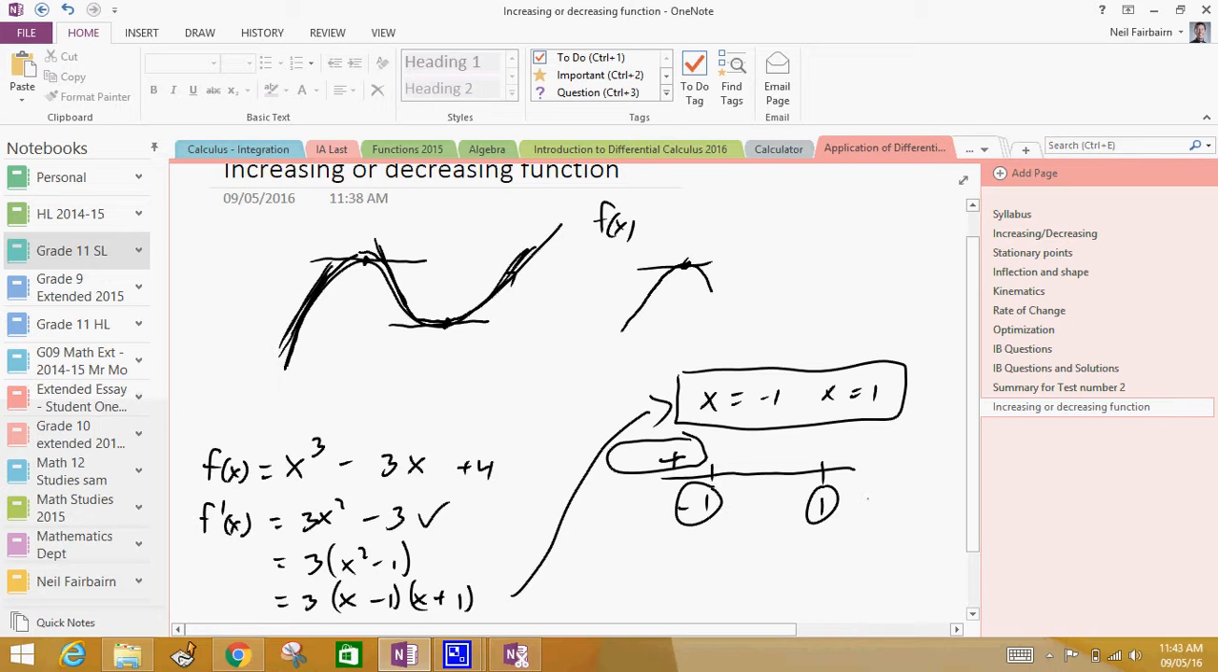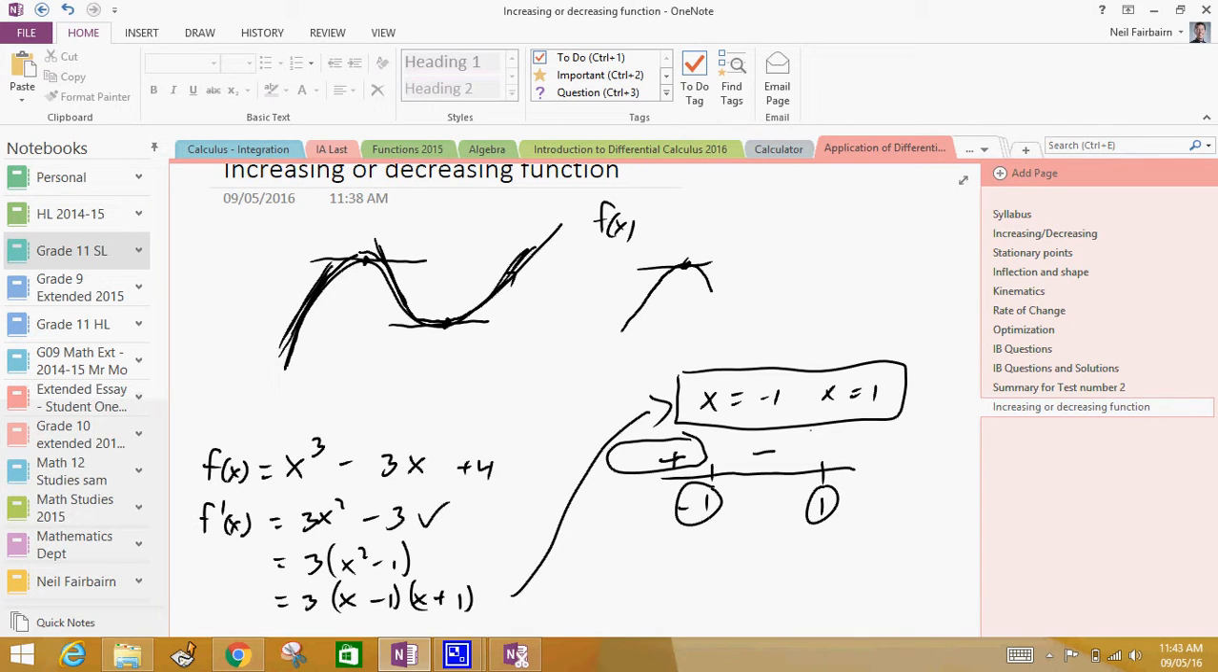Now let's test between negative 1 and 1. Well, let's put a number between negative 1 and 1. You could put anything, you could put a half, a quarter, negative a third, whatever, but I'm going to pick an easy number like 0. So when x is equal to 0, your slope is equal to negative 3. And that tells me that all of this is a negative slope and therefore a decreasing function.